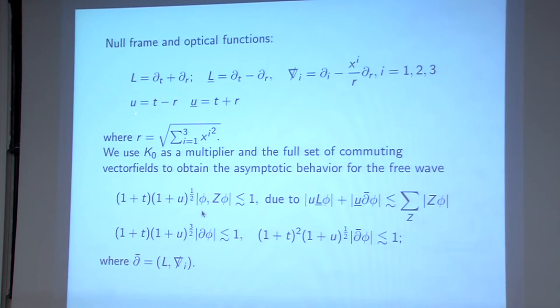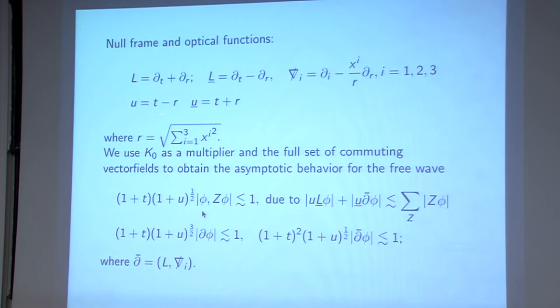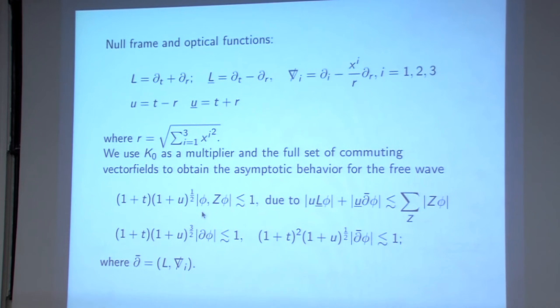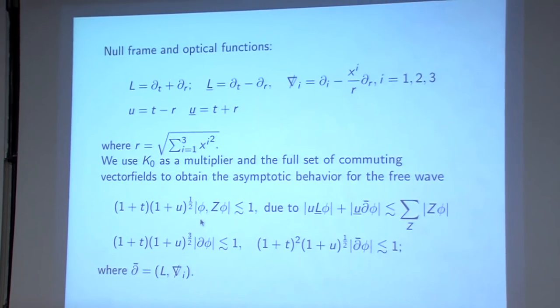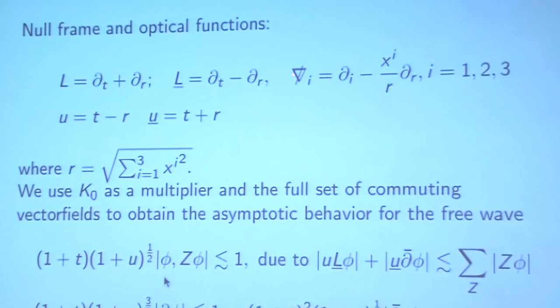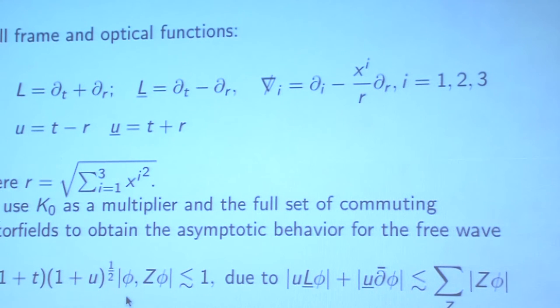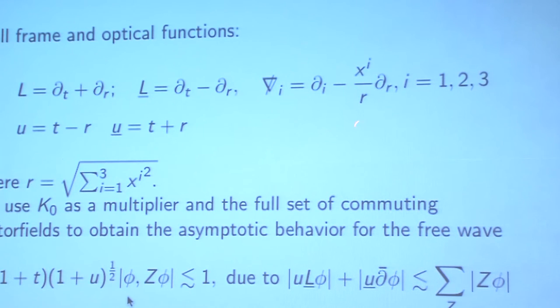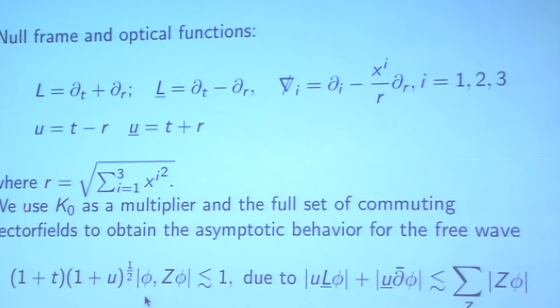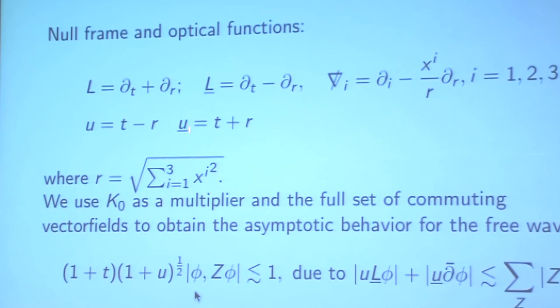I think some of you are very familiar with all these sorts of things. The partial t and the partial r: r is here, and the partial t is the standard time coordinate. L bar is partial t minus partial r, and Laplace slash is the Cartesian component of the spatial covariant derivative on the sphere. So you can write it in local coordinates in this way. And the optical function u is defined to be t minus r, and u bar is t plus r.